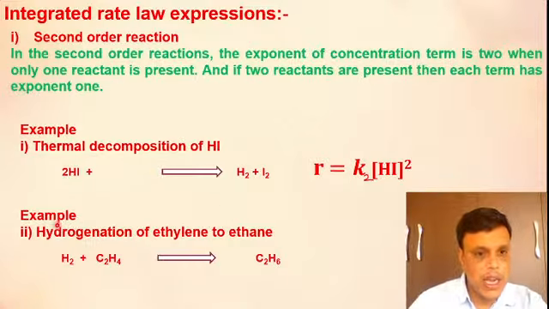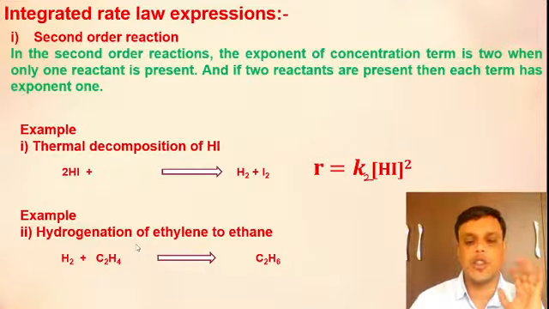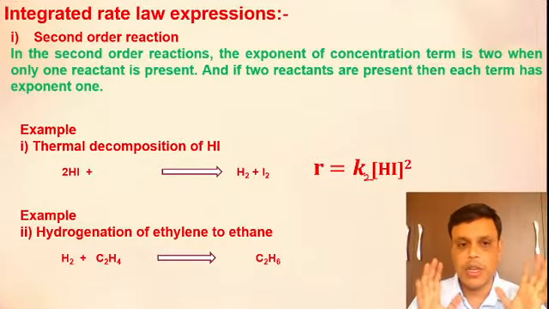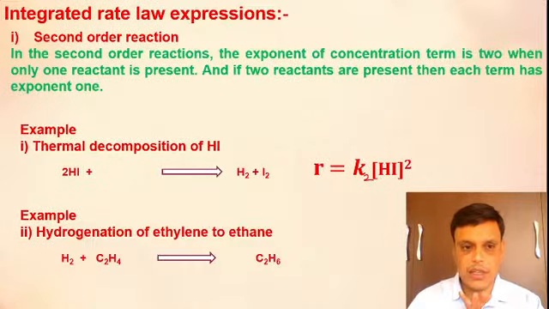Example number 2 is the hydrogenation of ethylene to ethane. Hydrogenation means addition of hydrogen takes place across the carbon-carbon double bond. Ethylene contains a carbon-carbon double bond, and the addition of hydrogen to it is called a hydrogenation reaction.